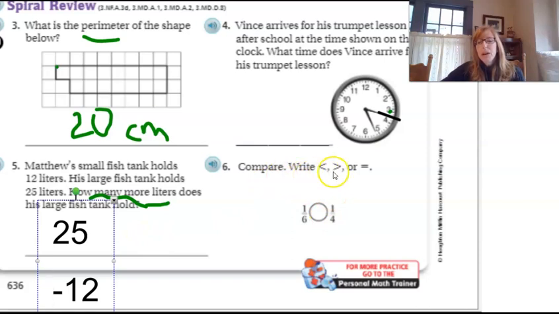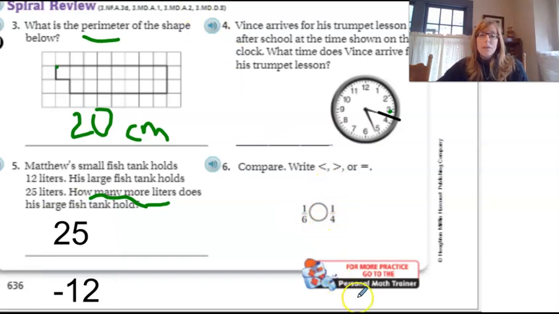And then compare, right, greater than, less than, or equal to 1/6 and 1/4. Well, think to yourself, do you want to share a candy bar with 4 people or 6 people? Think of the sizes. So which one would be bigger pieces of the candy bar? Sharing with 4 or sharing with 6 people? You are correct. 1/4 definitely would be bigger. So you would make your greater than sign right here. Hopefully it'll look like a greater than sign. There you go.